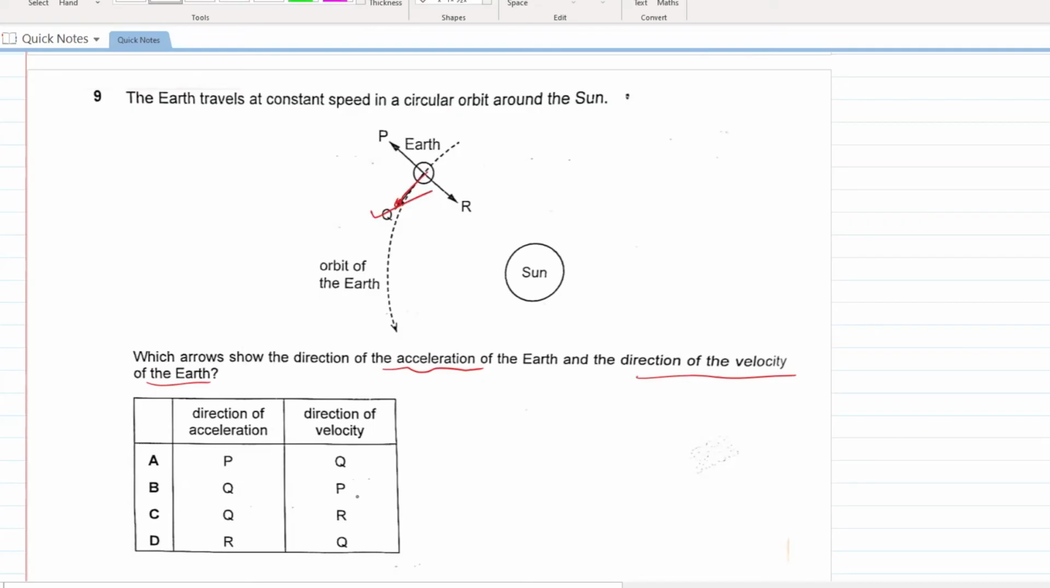Direction of velocity should be Q. P and R will get cancelled out. And always remember, in a circular motion, the acceleration acts towards the center. Always remember, in a circular motion, acceleration and force have the same direction, that is inward. So Q and R, is there any option like that? D is your answer.